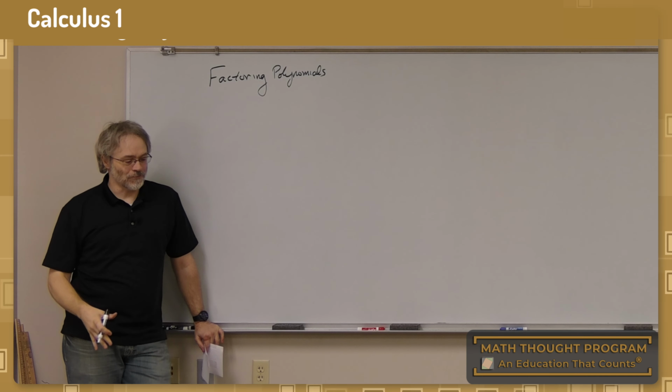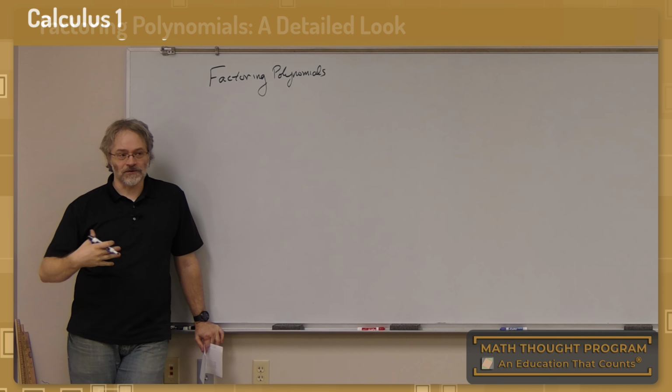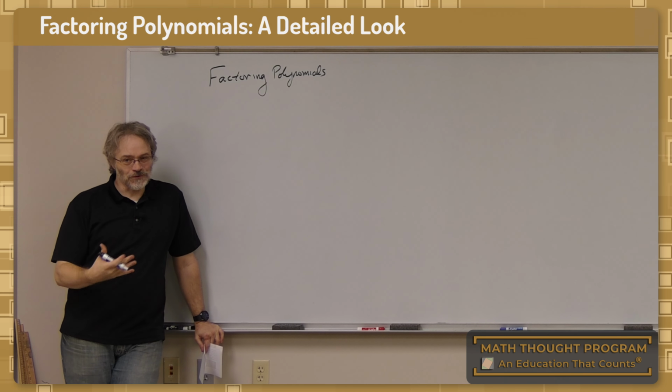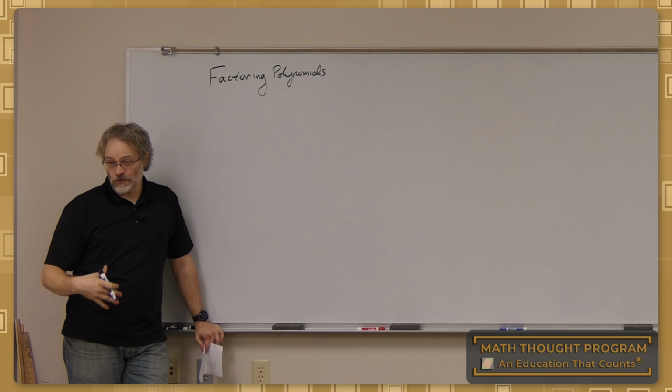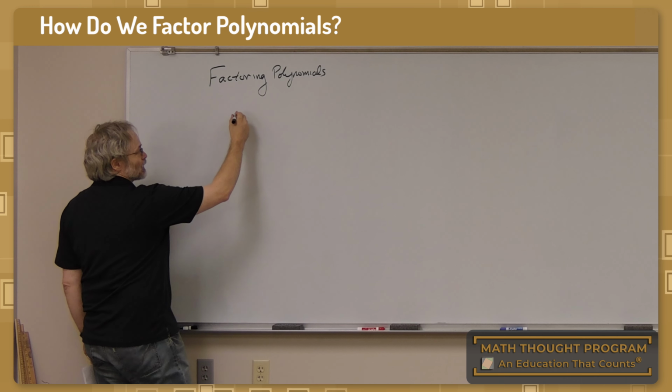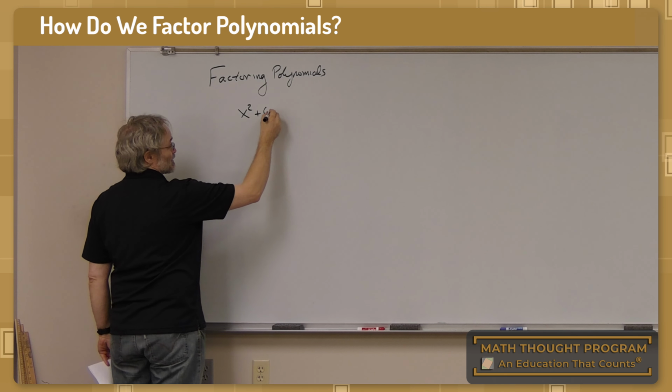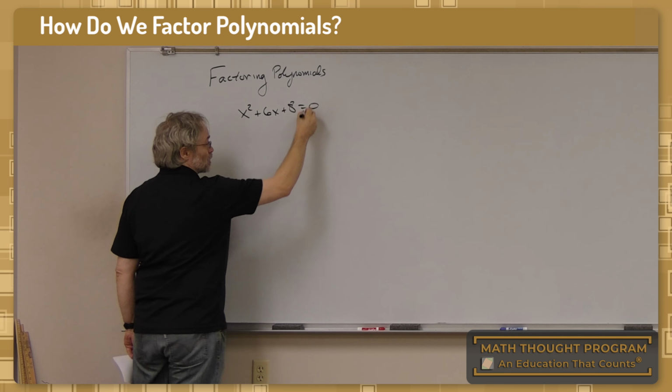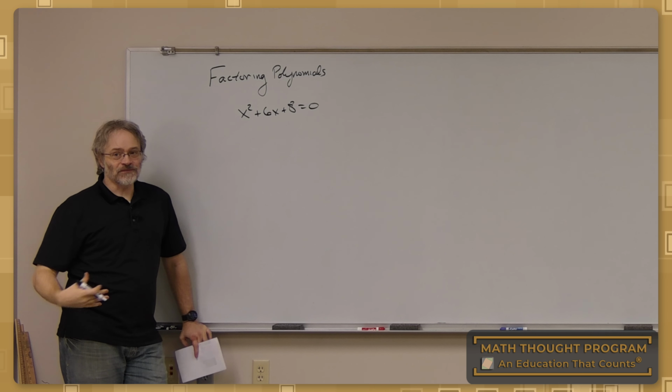Let's just take it back for a moment. When we're looking at polynomials, we want to factor them. Oftentimes we're doing it so that we can find solutions for the given equation. If I was going to look at something like x squared plus 6x plus 8 maybe equals 0, I want to apply that zero factor property.